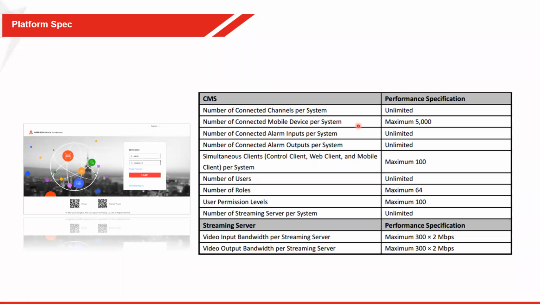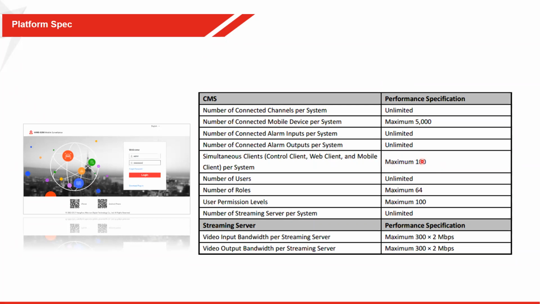One recorder can have 8 cameras. You can have an 8-channel DVR or a 4-channel or a 16-channel. It's still counted as one device. And we can have a maximum of 5,000 devices added into the 5200 mobile. We can have unlimited amount of alarm inputs. So alarm inputs would be like your panic buttons. Alarm outputs would be, let's say, if the panic button is pressed, it then needs to output a siren and those types of devices. So we can have unlimited on that.